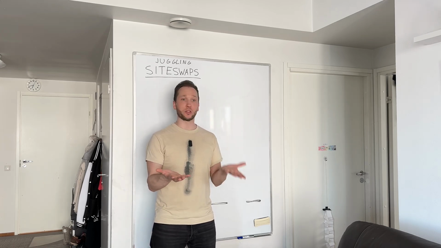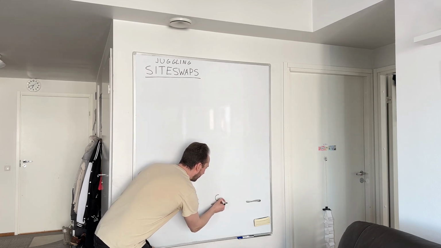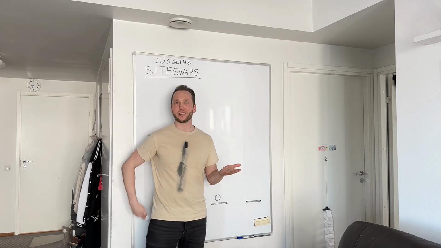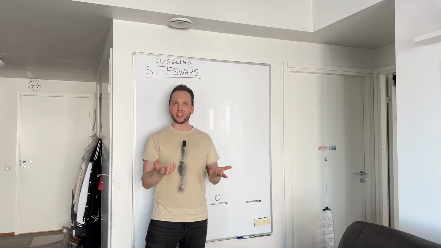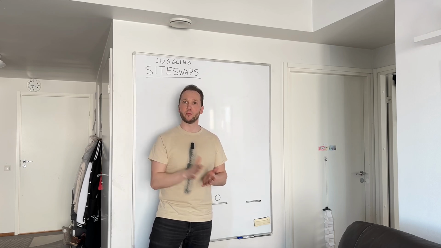First, we have a 0. When we have nothing in the hand, that is a 0. 0 is not technically juggling, but in site swaps, we do need it, because sometimes our hand is empty. So we do need that 0, okay?